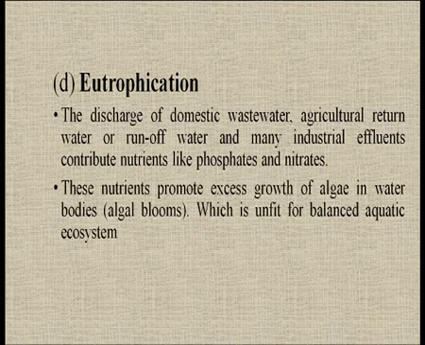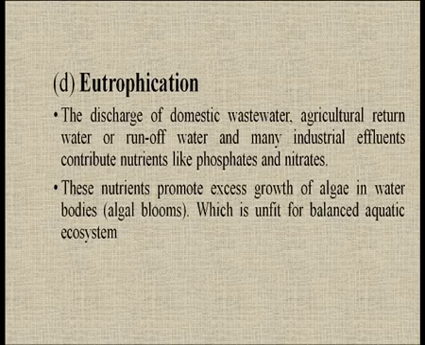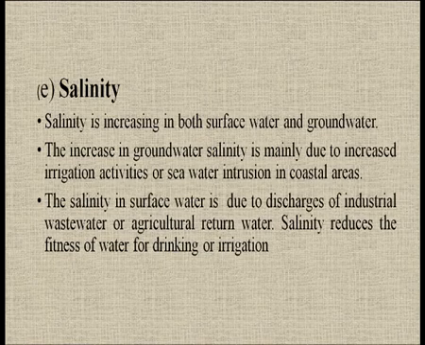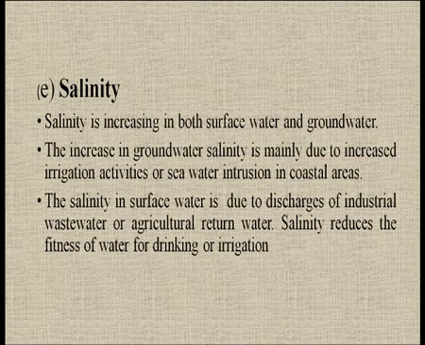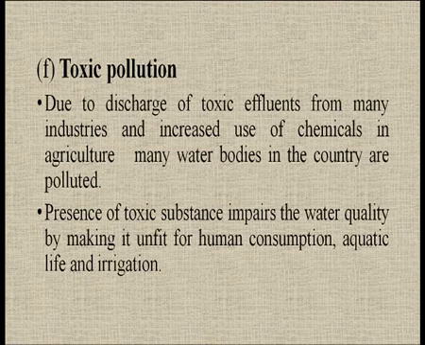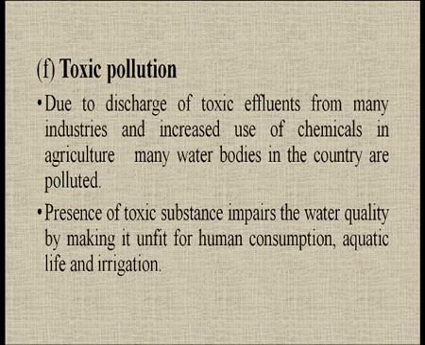This is the discharge of domestic wastewater, agriculture return water or runoff water and industrial effluents which contribute nutrients like phosphate and nitrates, resulting in the excessive growth of algae or algal blooms. Then salinity is increasing in both the surface and groundwater, and this increase in groundwater salinity is due to increased irrigation activities or seawater intrusion in coastal areas. Toxic pollution. Due to the discharge of toxic effluents from many industries and increased use of chemicals in agriculture, many water bodies in the country are polluted.